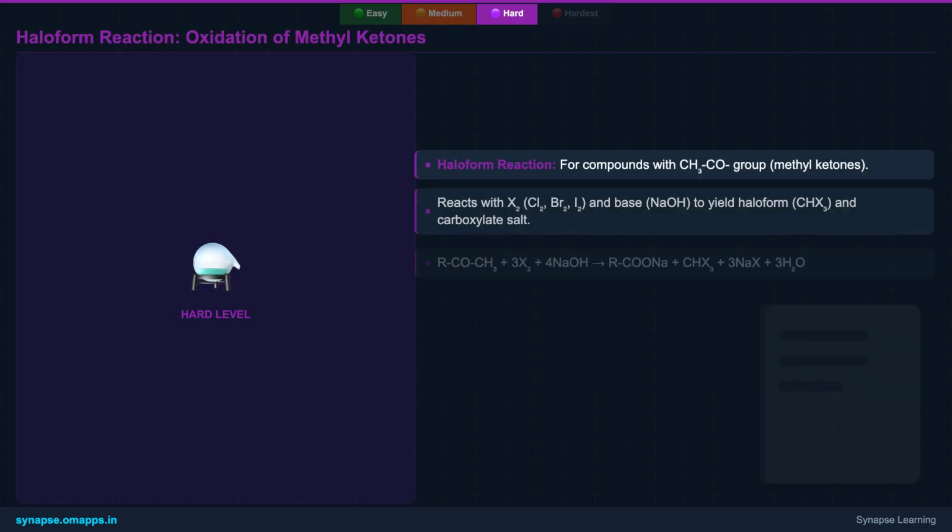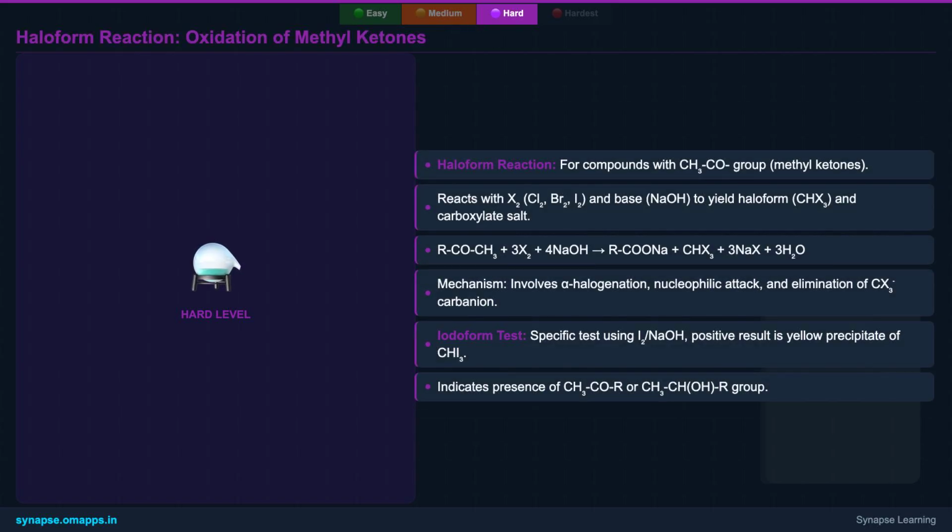Another important oxidation for specific ketones is the haloform reaction. Methyl ketones, characterized by the CH3-C=O group, react with halogens in the presence of a base to produce a haloform, such as iodoform, a yellow precipitate with I2/NaOH, and a carboxylate salt. This reaction proceeds through a mechanism involving alpha halogenation of the methyl group, followed by nucleophilic attack and elimination. It's a vital diagnostic test, particularly the iodoform test, for identifying methyl ketones and certain secondary alcohols.